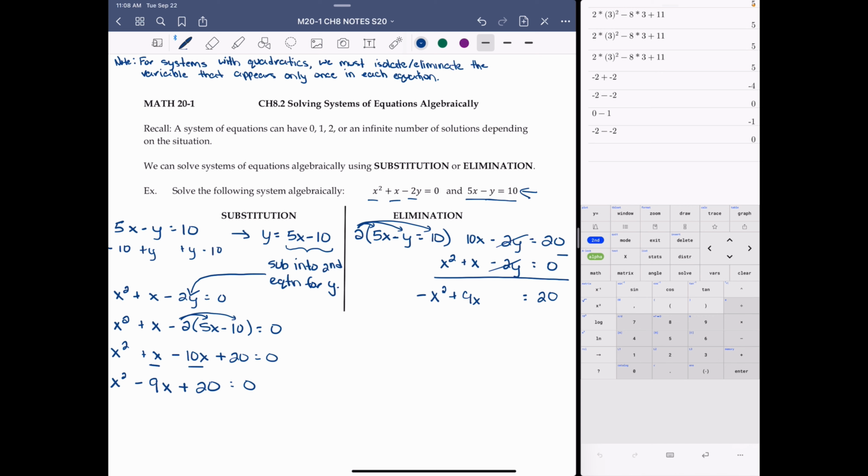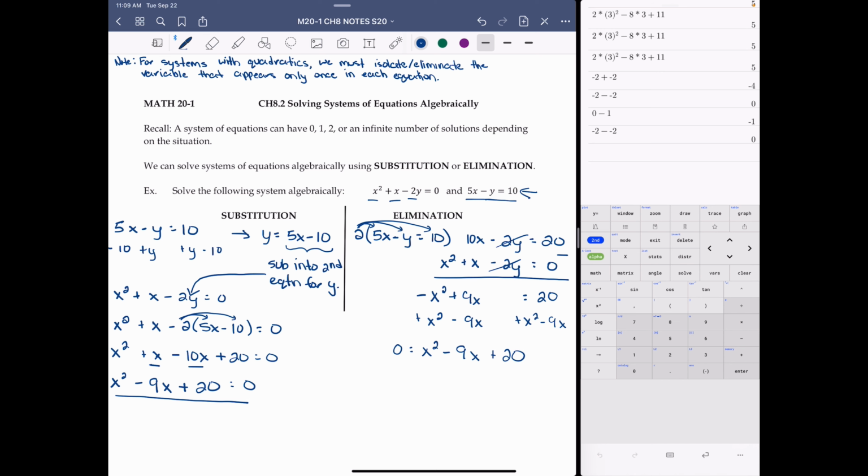Now we're going to move everything to one side. So I'm going to add x squared. It doesn't actually matter what order you do things in. I'm just going to make my final equation match my equation from the substitution method, so that we see that we get to the same place. I had a positive x squared, which normally I prefer when I'm moving things, to make my x squared positive anyways. So I'm going to move my x squared and my 9x over, adding x squared and subtracting 9x on both sides. And then we get 0 equals x squared minus 9x plus 20.